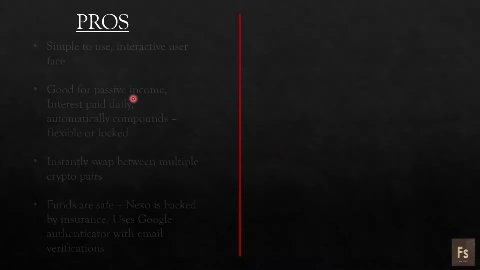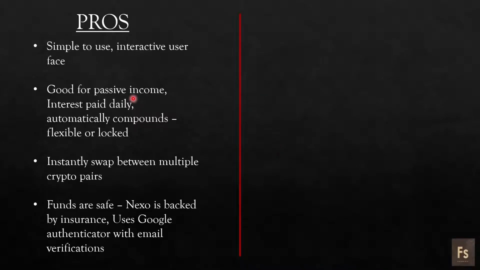Let's walk through the pros and cons of Nexo. Well, the first pro is that Nexo is extremely simple to use. You'll see it later, a very interactive user interface. Very good for passive income because the interest is paid out to you daily and it automatically compounds, unlike Binance, whether it is flexible or locked. You can instantly swap between multiple crypto pairs. This one is a bit of a con also. We'll talk about that also.